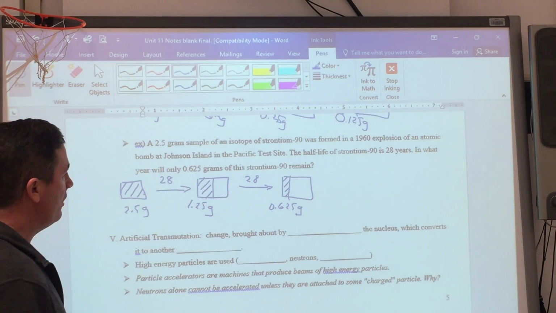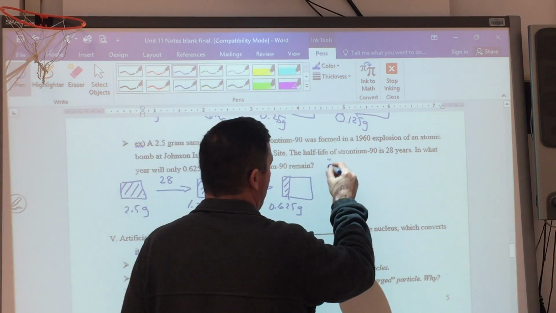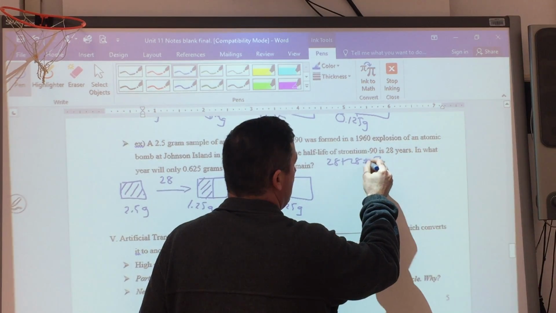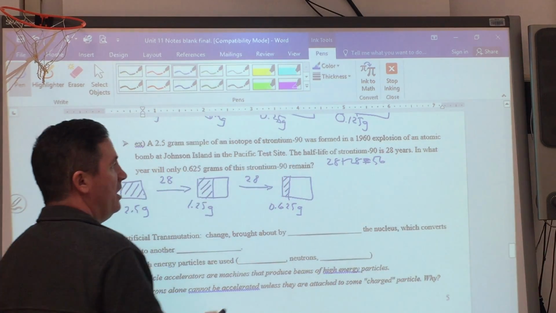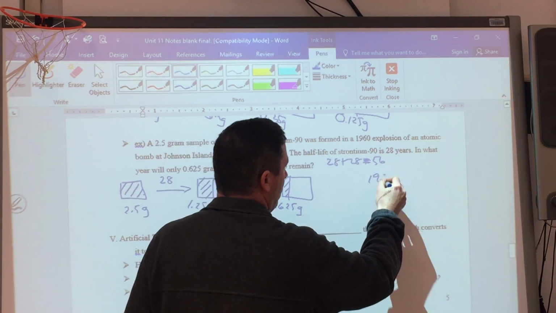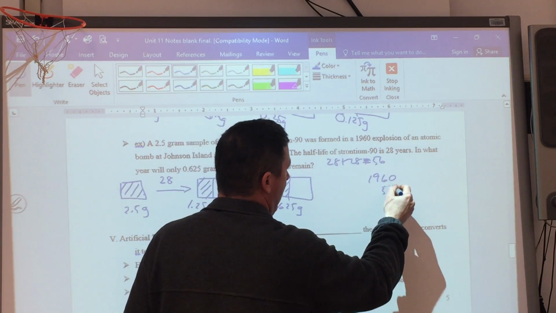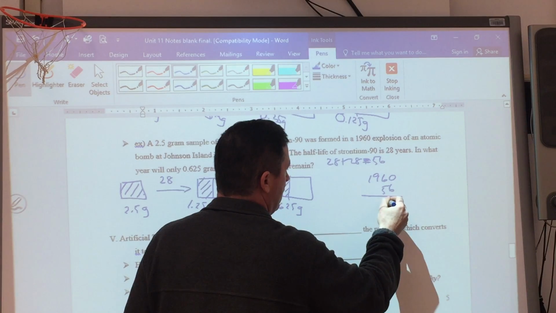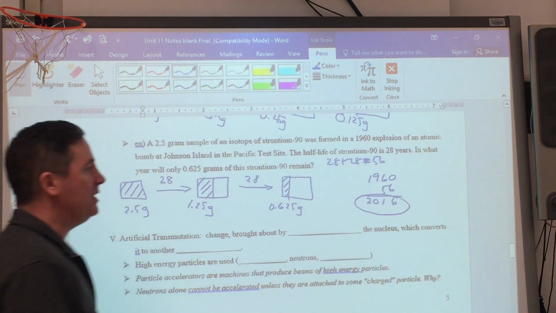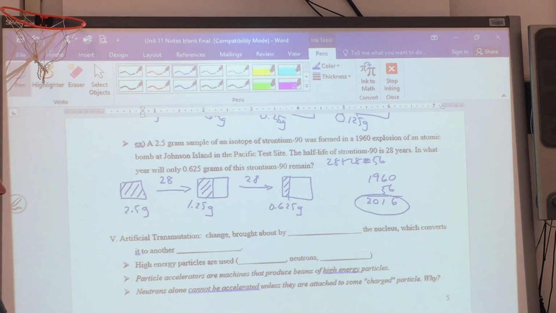Now they're asking what year. How long did it take me to go from here to here? I have to add these up. 28 plus 28 is 56 years. If they started in 1960, that's when the explosion occurred, this is time 0. And then it took 2 half-lives. I have to add this together. So it would take until 2016 to have 0.625 grams left.